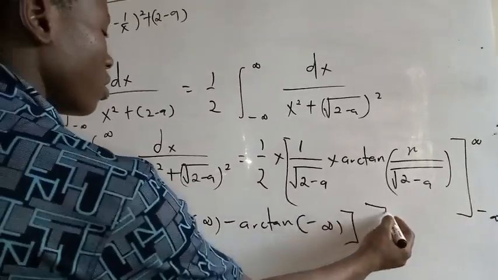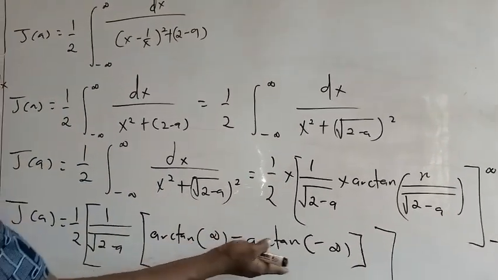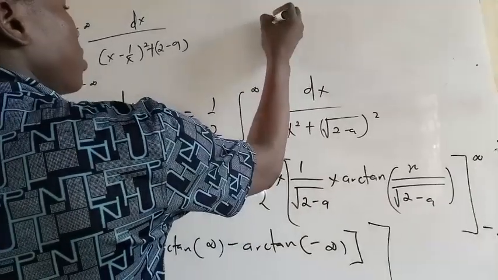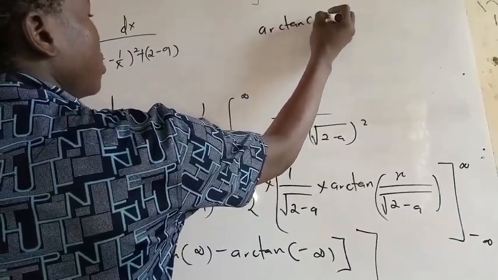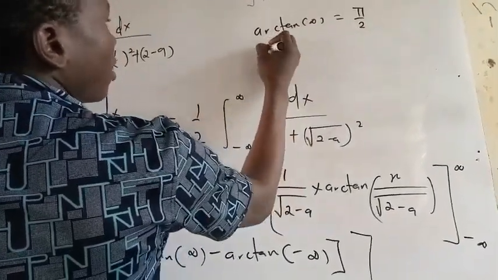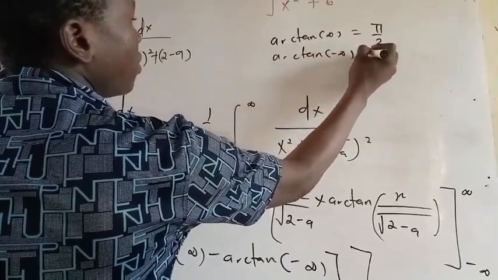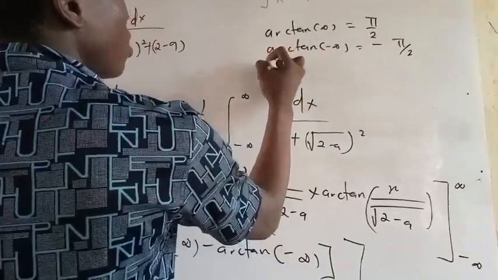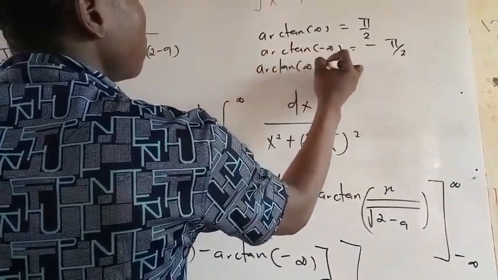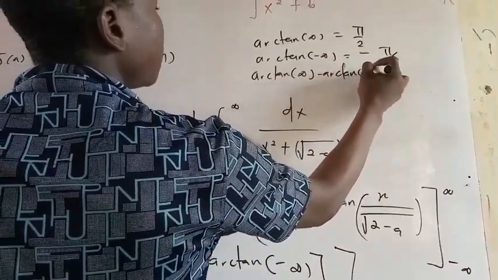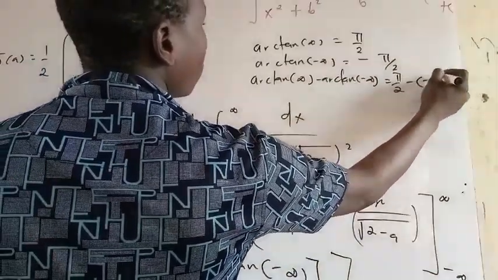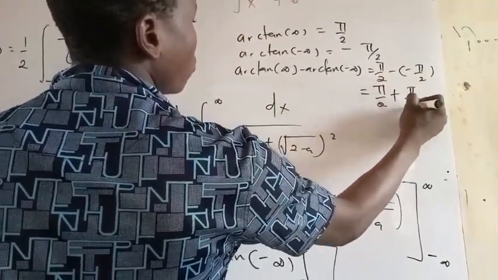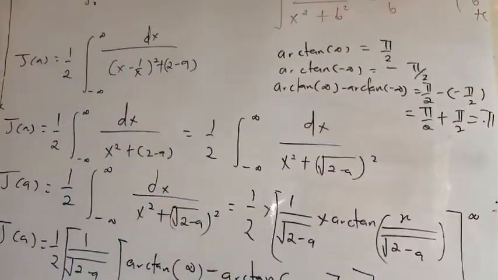Now, don't forget that arctan of infinity minus arctan of negative infinity will give you pi. This is what I'm saying. Arctan of infinity is equal to pi over 2. Arctan of negative infinity is equal to minus pi over 2. So arctan of infinity minus arctan of negative infinity is equal to pi over 2 minus minus pi over 2. So minus times minus gives us plus. I have pi over 2 plus pi over 2, which gives me pi. So here is now pi.